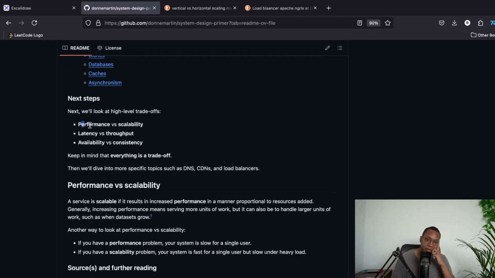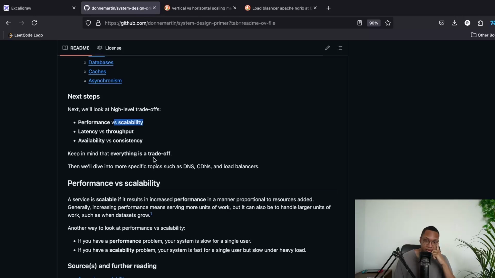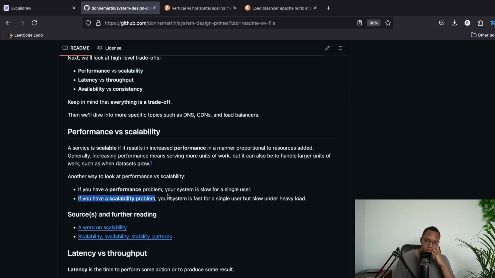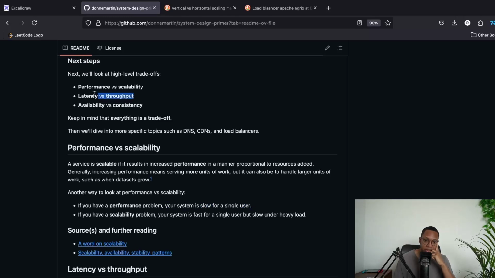So then we look at performance versus scalability. As you increase scalability, you're going to increase complexity, which will generally reduce performance. So things will probably just go slower. It just takes more time, unfortunately. But there is performance, and then there's actual numbers. Performance is how slow it is for a single user. Scalability is when it's slow, but it can't handle load.